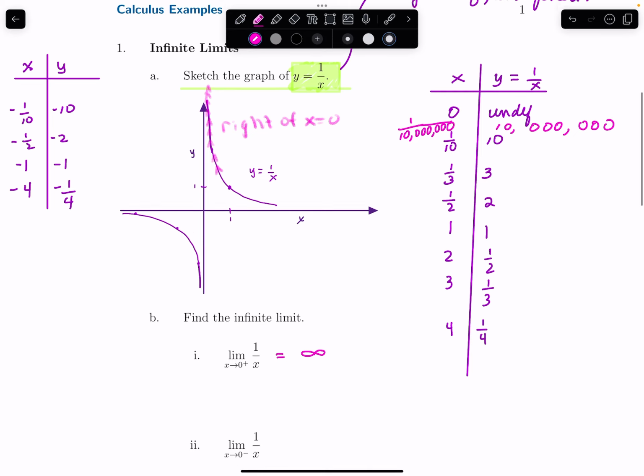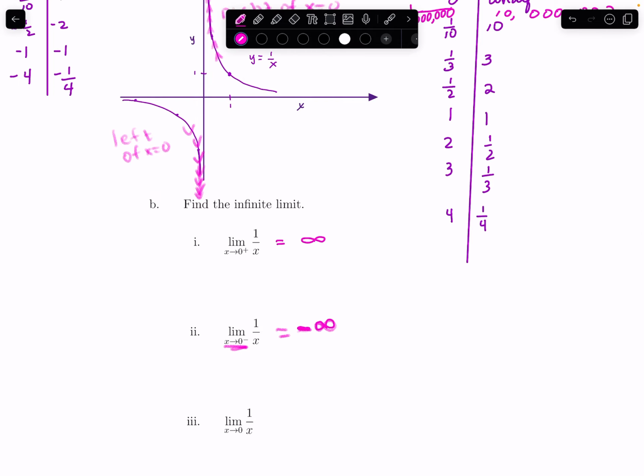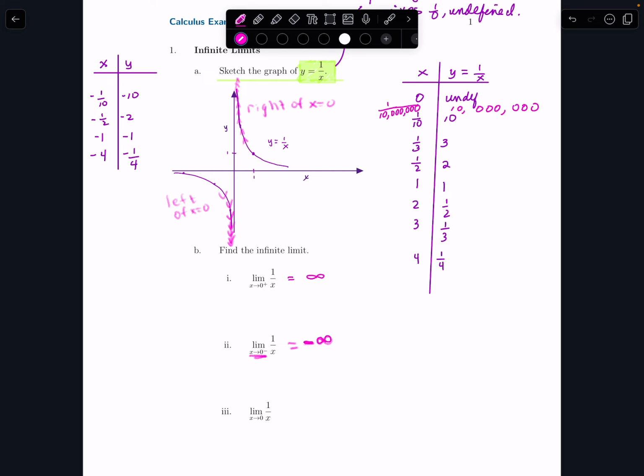On the other hand, the next problem is x approaches 0 from the left. Okay, so what's going on here? This is the left of x equals 0, and I'm just going to draw these arrows. So I'm going to write down negative infinity. Now, the next one is sort of misleading here: find the infinite limit as x approaches 0 from both sides. Trick question, there is no infinite limit.